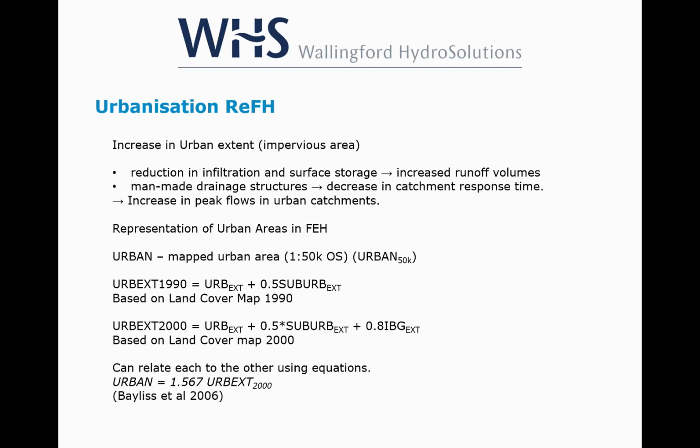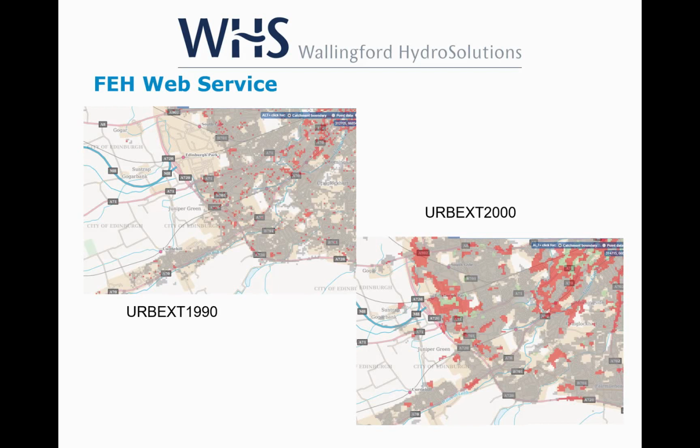If you've listened to the FEH datasets, I've gone into more detail on different ways in which we can express the urban extent within an area. So we use URBAN, otherwise known as URBAN 50K, URBEXT1990, URBEXT2000, and we can also relate these to each other using generalised equations. So it's very useful to look at those different types of urban indexes within the FEH web service.